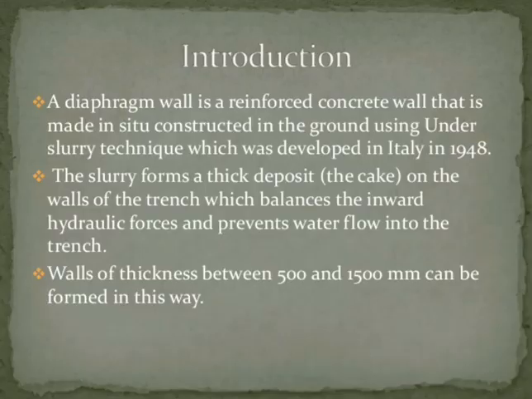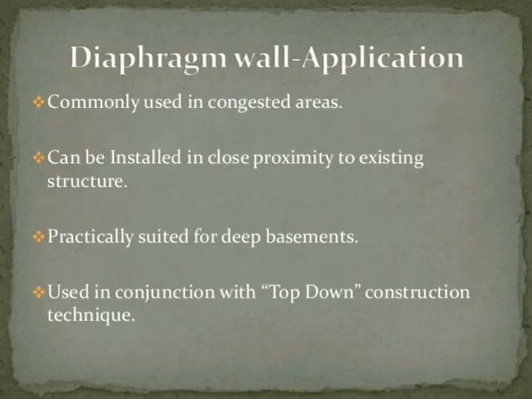A diaphragm wall is a reinforced concrete wall that is made in situ, constructed in the ground using the underslurry technique, which was developed in Italy in 1948. The slurry forms a thick deposit, or cake, on the walls of the trench which balances the inward hydraulic forces and prevents water flow into the trench. Walls of thickness between 500 to 1500 mm can be formed in this way.